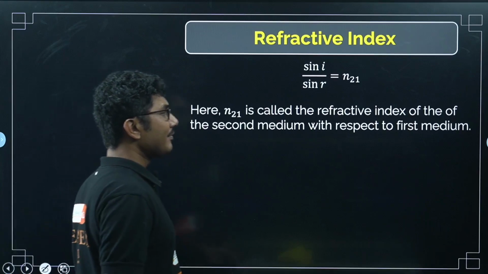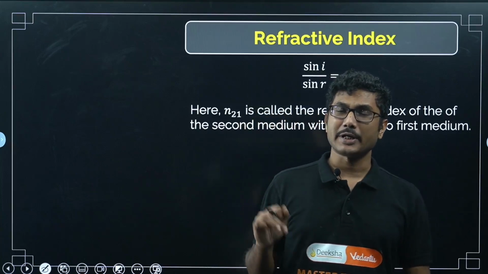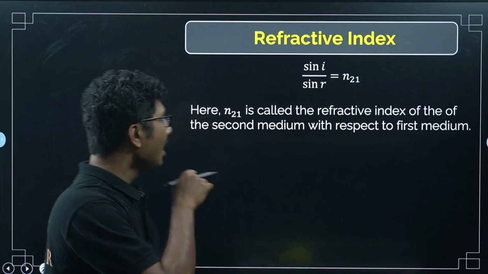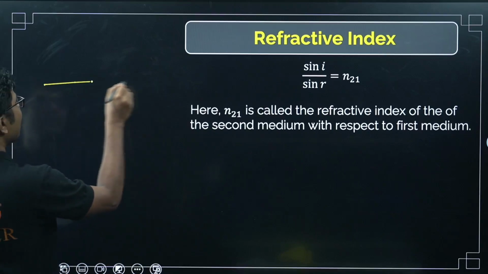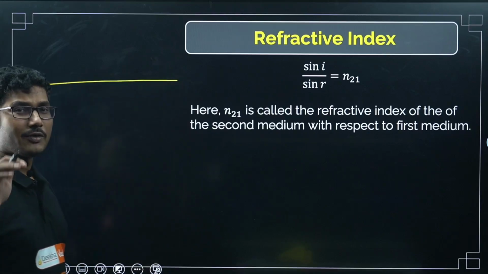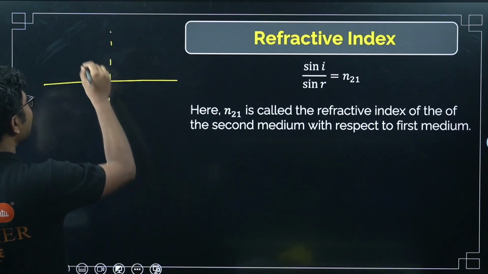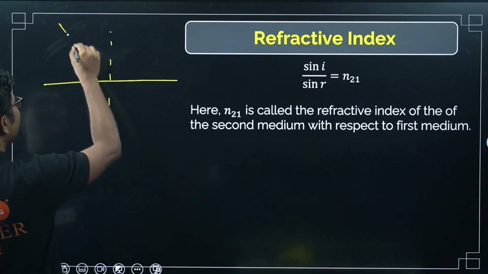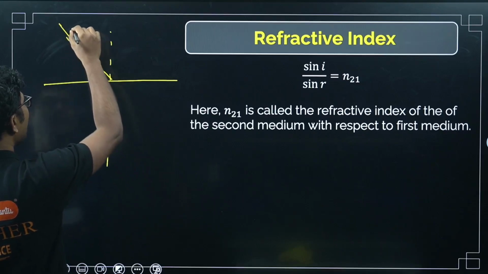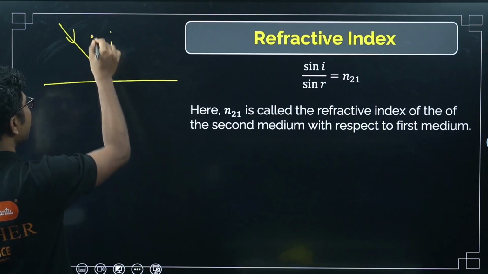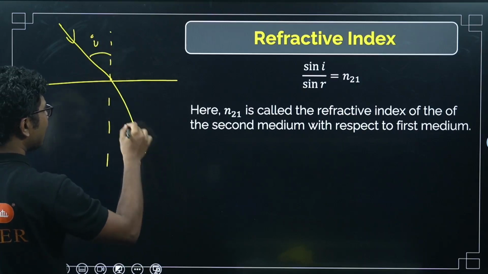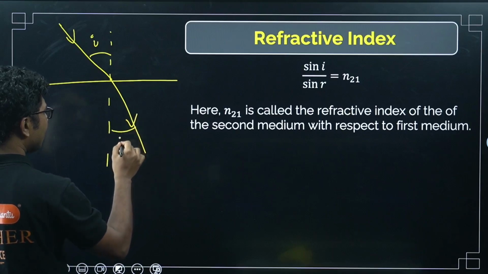Okay, so refractive index of the second medium with respect to the first medium. Now there is a law that is called reversibility of light ray. So law of reversibility, what is the meaning of that and why I am saying that? Let us understand that. Suppose a ray of light is traveling from this medium to this medium, this is the angle of incidence, and after entering the second media, now this is the angle of refraction.